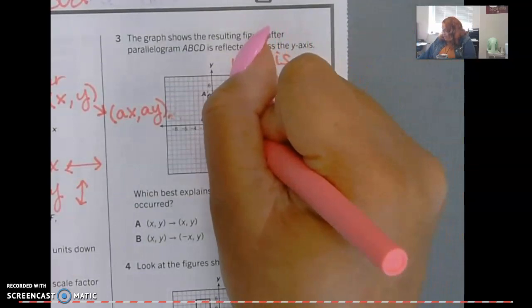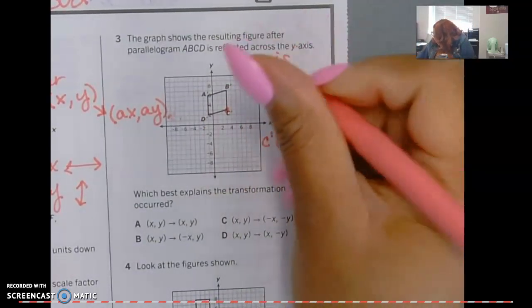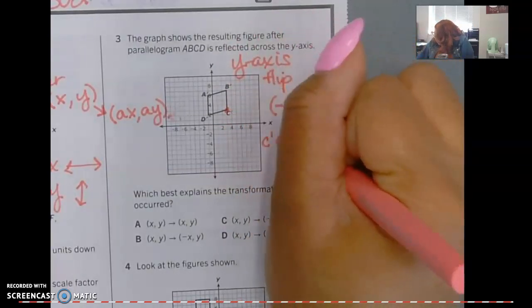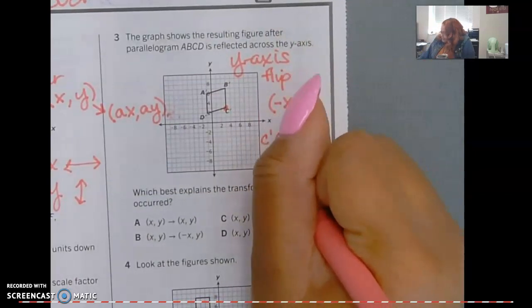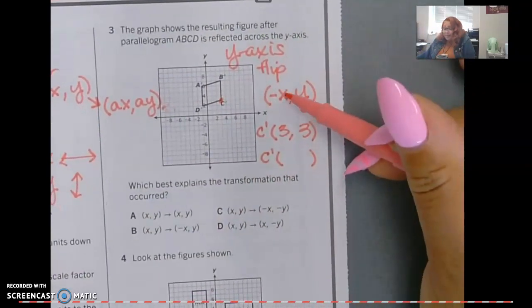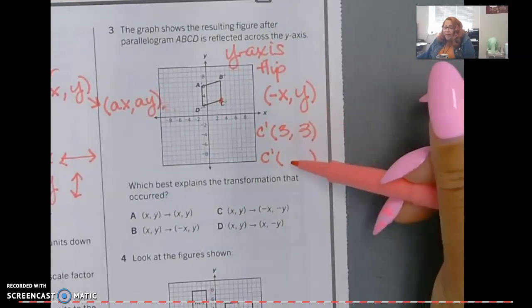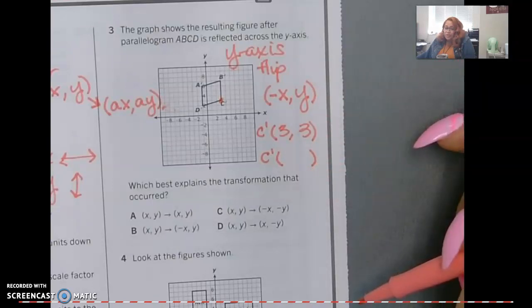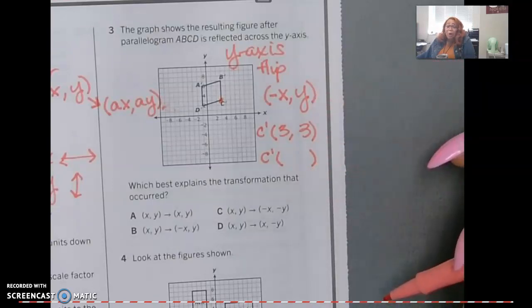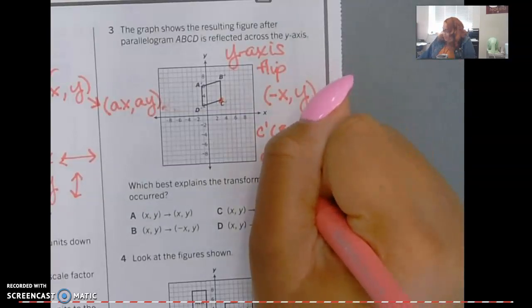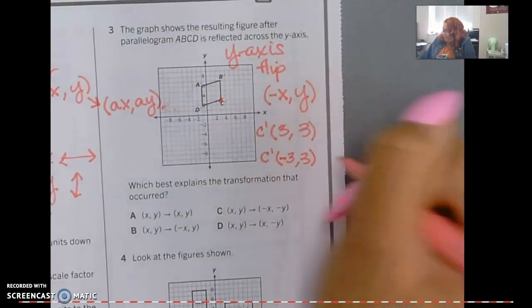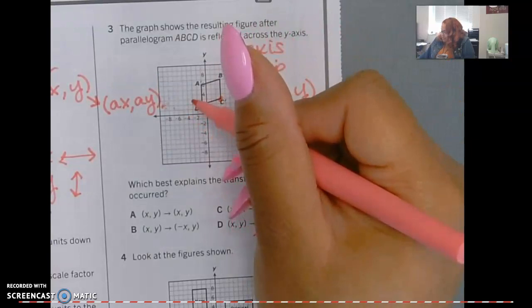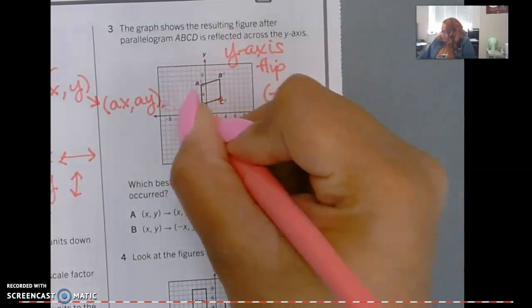So I need to take one of these points. Let's take C prime and let's run 3, jump 3. And then my C would have the opposite of this x because I need to go backwards, and then my y would be the same. So which one shows, oh, I gave you the transformation right here. Which one shows the transformation? It's going to be the opposite here, and the y stays the same. So that'll be run -3, jump up 1, 2, 3. That would be my new C.